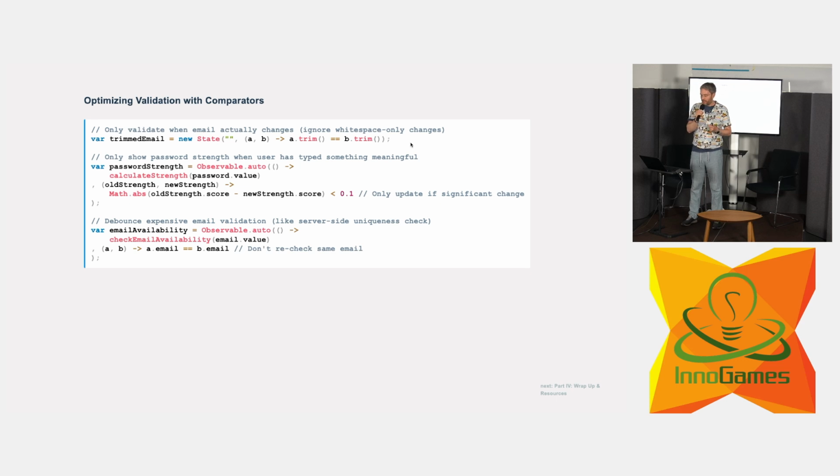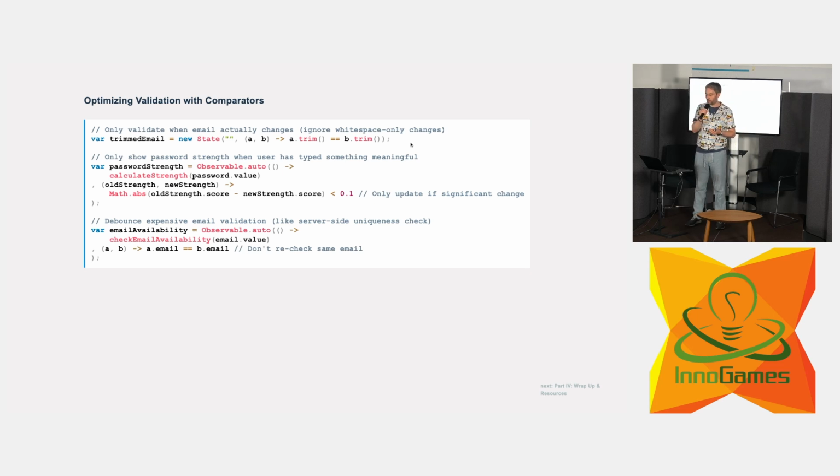The next example is more interesting because now we can do more interesting stuff with comparators. In the first one, we trim the email field in the comparator already, so it will only compare trimmed values to each other, which makes sense to ignore the white spaces. It could be a really cool optimization for when values change.